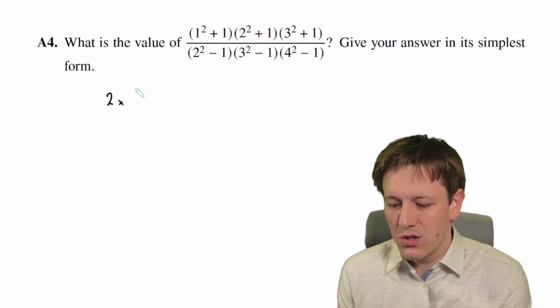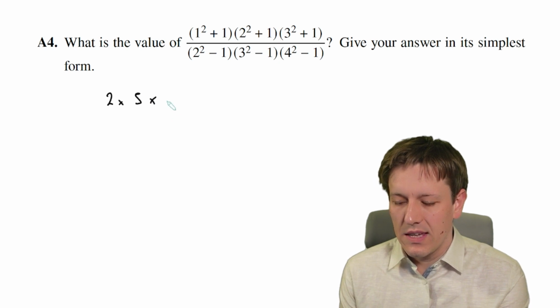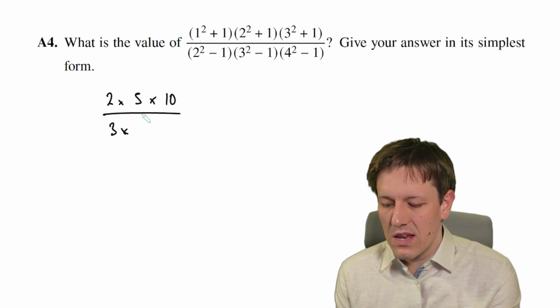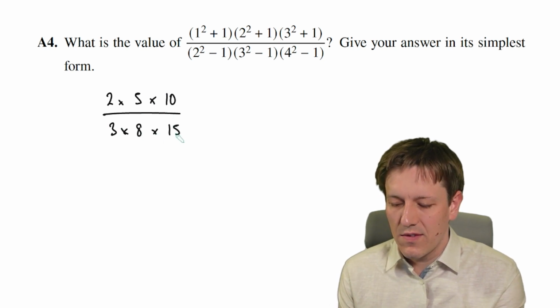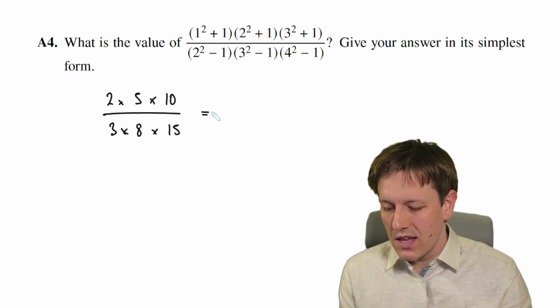1 squared plus 1 is 2, 2 squared plus 1 is 5, 3 squared plus 1 is 10, and then I've got divided by 2 squared minus 1, which is 3, 3 squared minus 1 is 8, and 4 squared minus 1 is 15. And we're going to just look and see if anything cancels here.